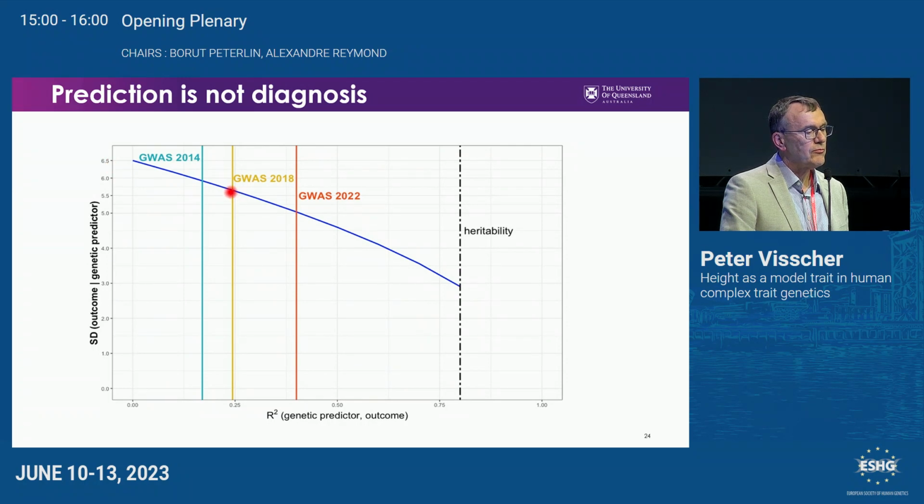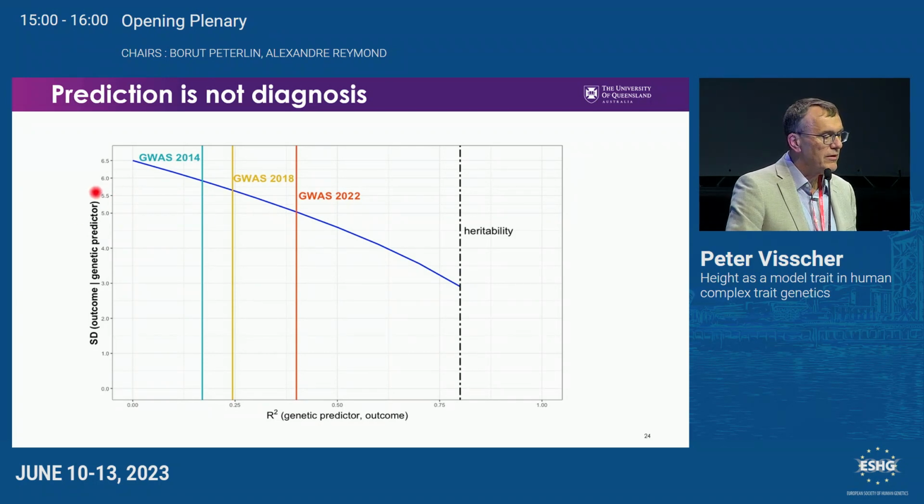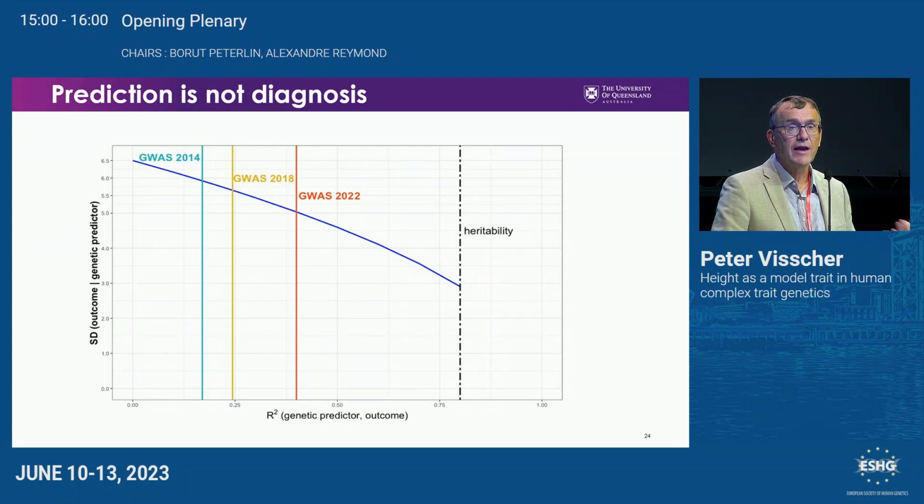If we go to the GWAS from 2018, which explained just under 25% of variation, that's gone down from 6.5 to about 5.5 or so centimeters. So gone down a bit, but there's still a huge amount of variation in actual outcome given the predicted value. And if we go to the 2022 one, it's gone down to 5 centimeters, even though the correlation between outcome and predictor is of the order of 0.7 or so. But still a lot of variation, I'll explain.